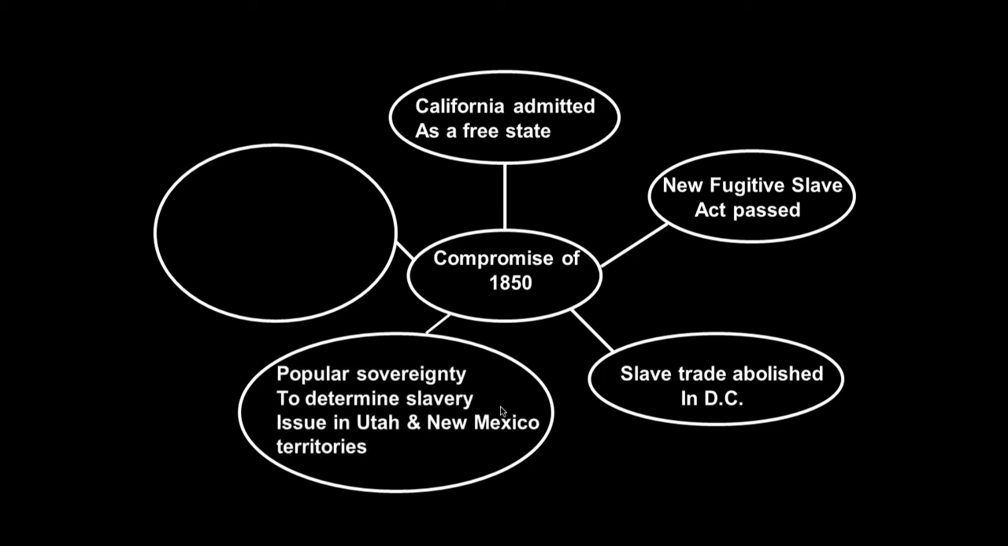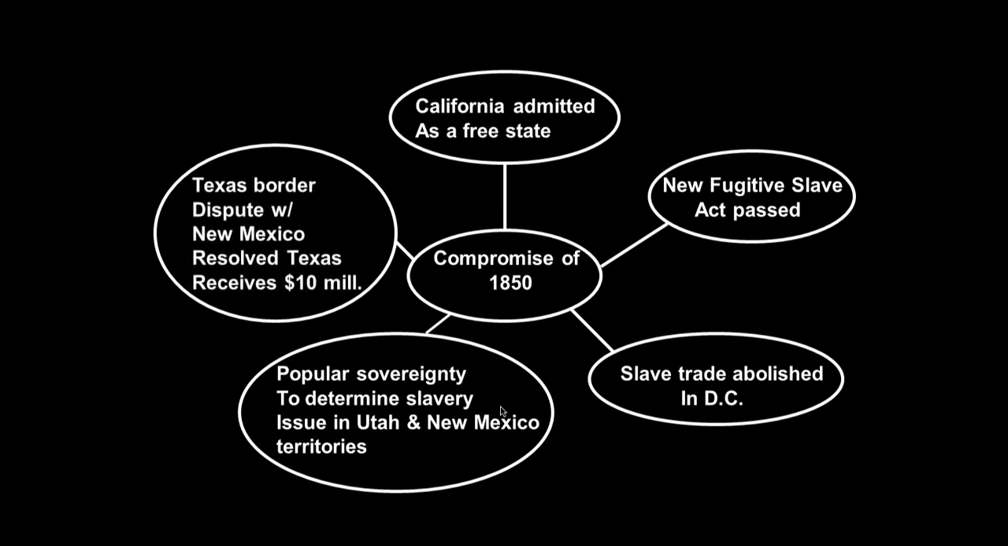Douglas is going to get in his little thing here. Popular sovereignty is going to determine slavery in the Utah Territory and the New Mexico territories. We'll see this on the map in a second. And then there's a border dispute between Texas and New Mexico areas. It's going to be resolved, and with that resolution, Texas is going to get $10 million for the northwestern land that was considered part of the Texas territorial republic.